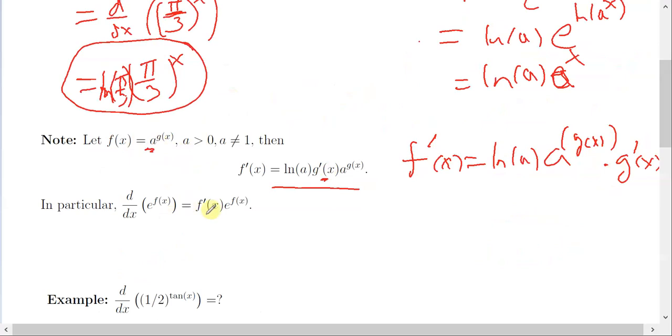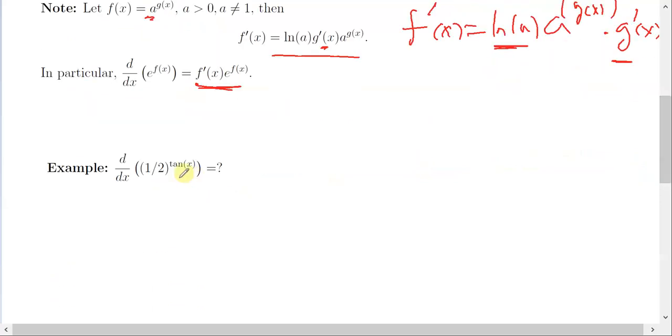So in particular, the derivative of e to the f is just going to be f prime e to the f, because you get natural log of e, f prime, e to the f. So that's an easy one to remember. You want to take the derivative of e to the f, it's f prime e to the f. Let's apply that to a couple problems.